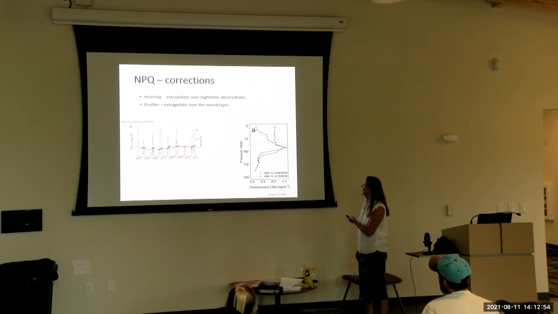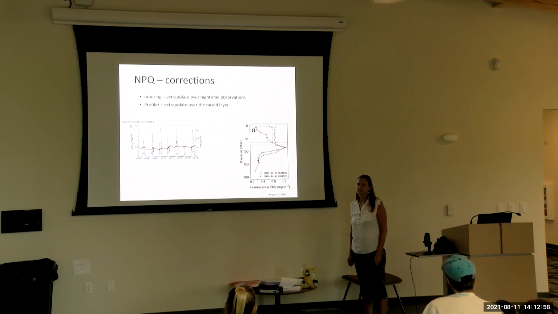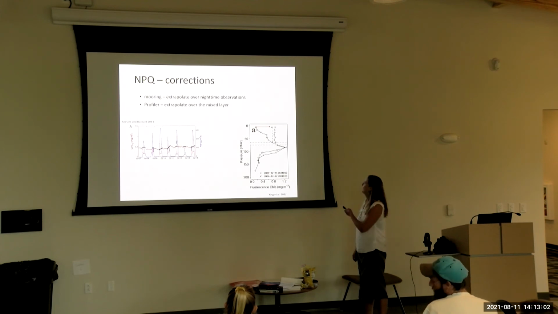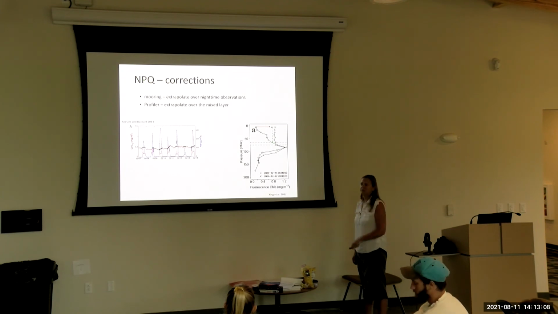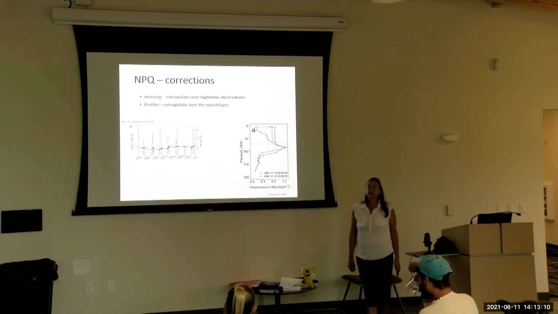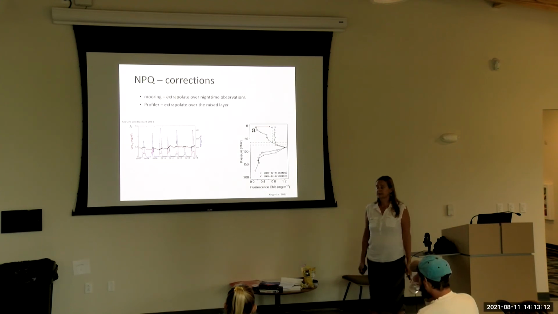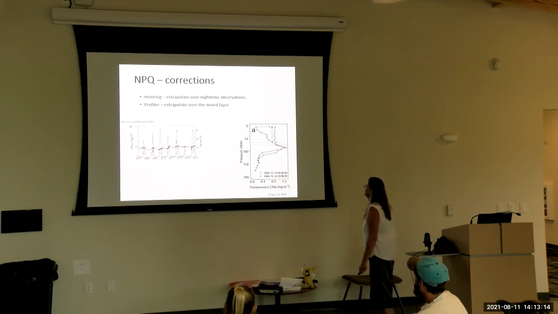But another way, if you have a profile, is just to say, well, it's probably uniform in the mixed layer. And so I might have quenching, but I'm just going to say whatever my mixed layer depth is, I'm just going to extrapolate to the surface. And that's what they do routinely on the profile inputs. You don't have other information.